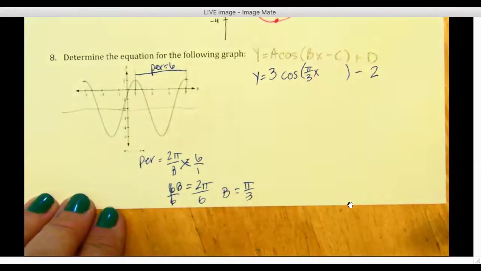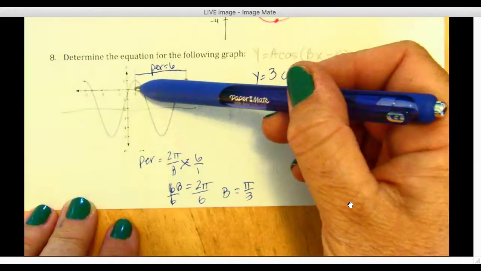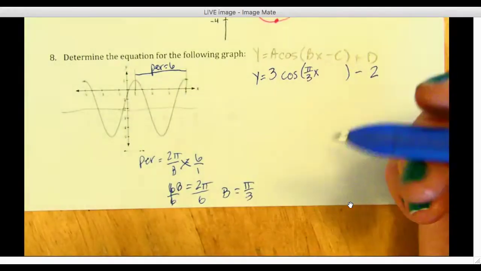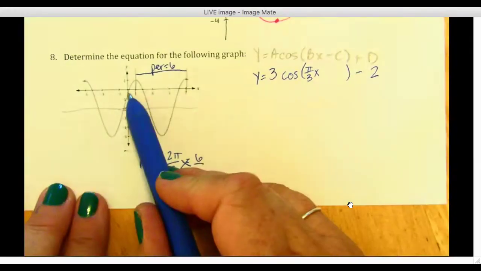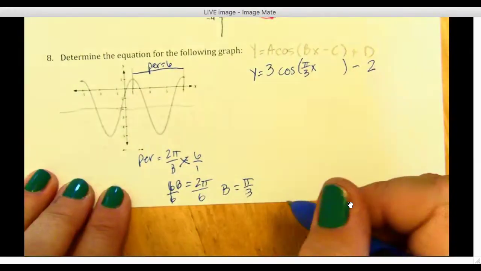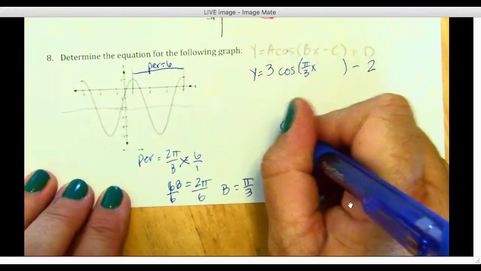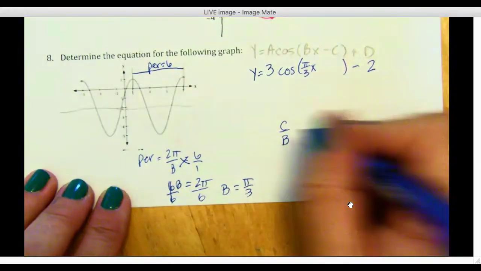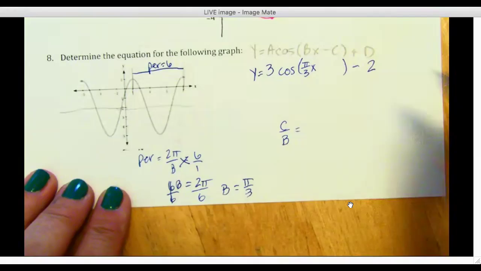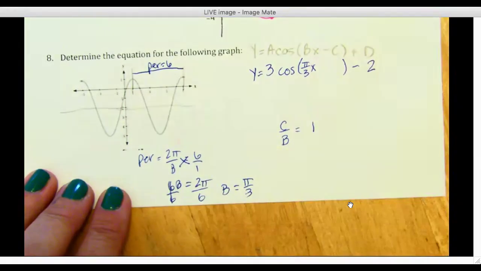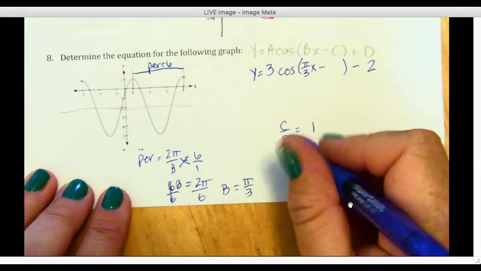And the last thing I need is my c value. So I shifted over 1. Now, if I want to find my c value, I know that my phase shift is 1, and your phase shift is normally c over b. Well, I know my b value, and I know that it shifted over 1. So I know my phase shift is 1. Put the minus sign there. And I know my b value is pi over 3.